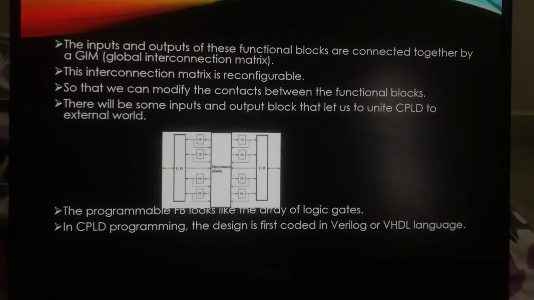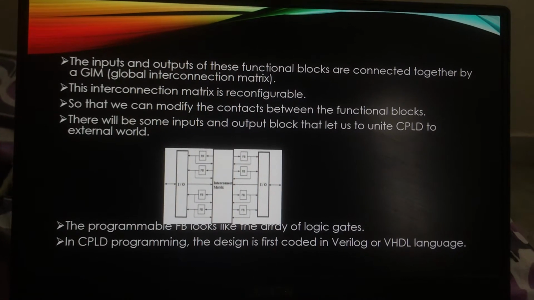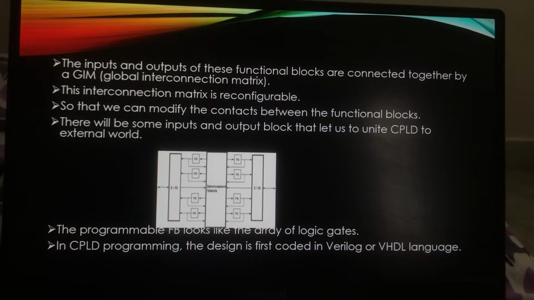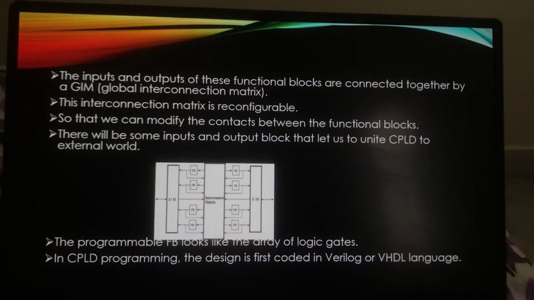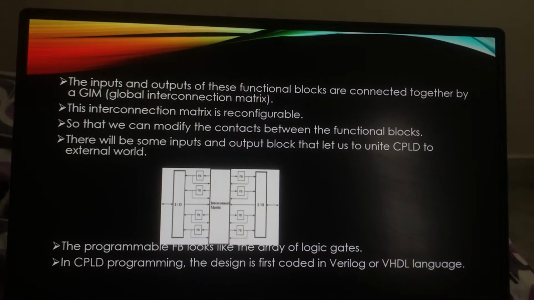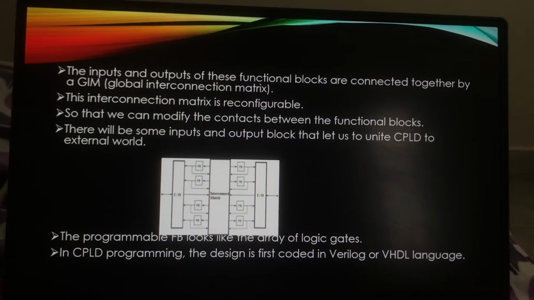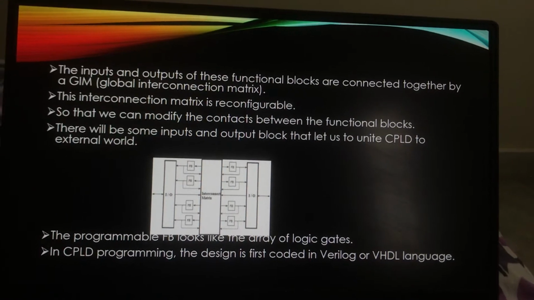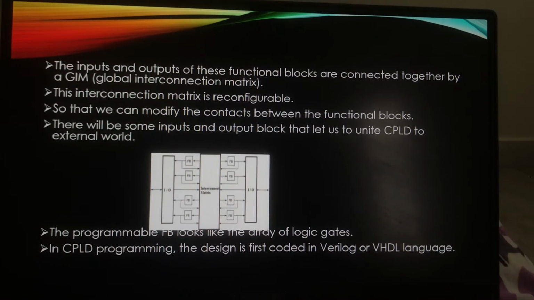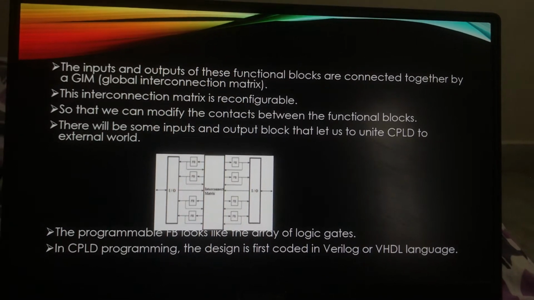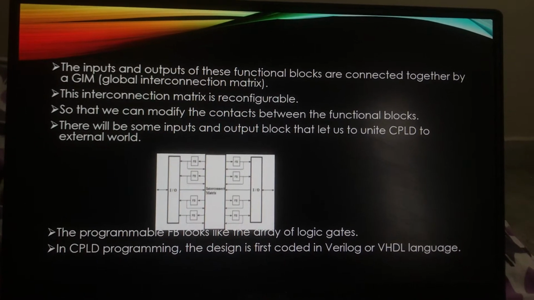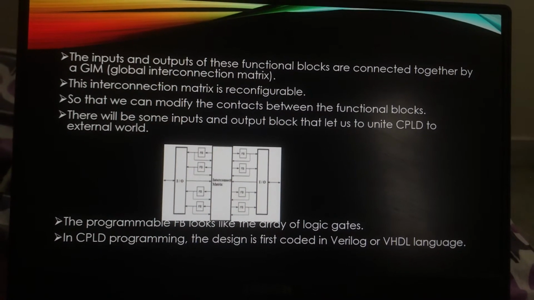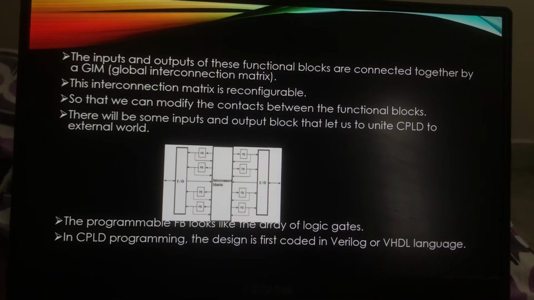A CPLD comprises a group of programmable FBs, functional blocks. The inputs and outputs of these functional blocks are connected together by a GIM, global interconnection matrix. This interconnection matrix is reconfigurable so that we can modify the connections between the functional blocks. There will be some input and output blocks that let us connect the CPLD to the external world. The programmable FB looks like an array of logic gates.